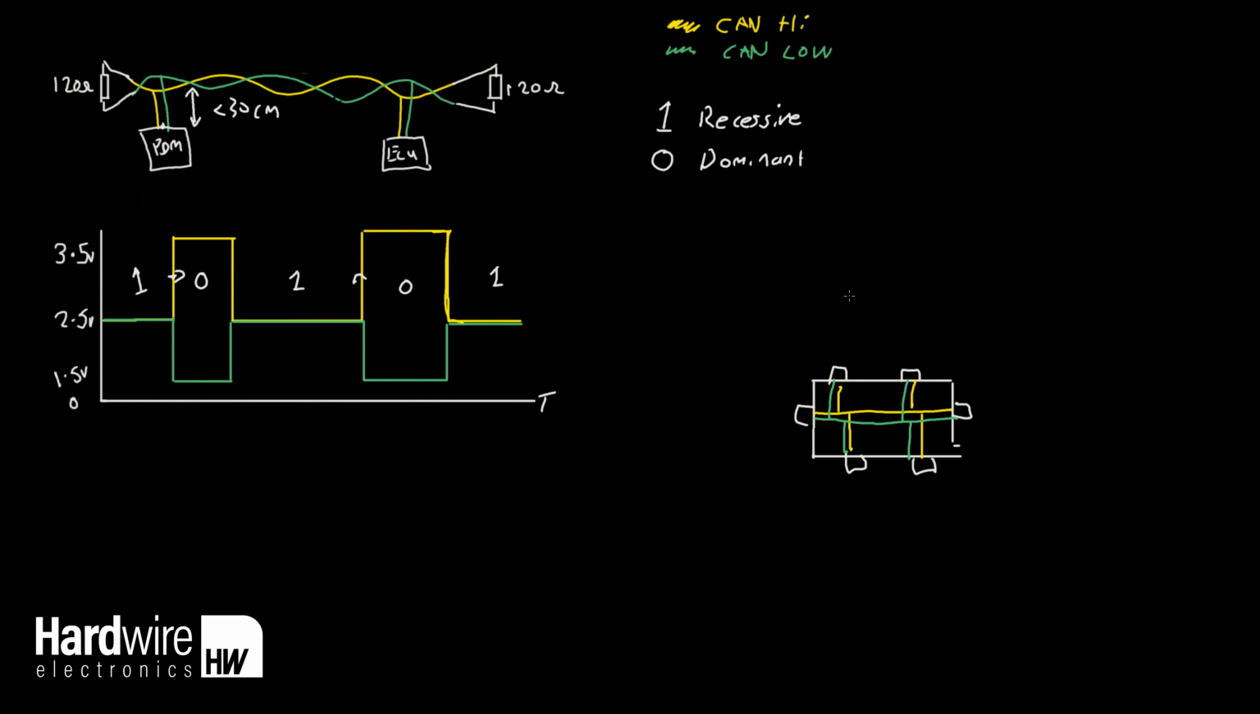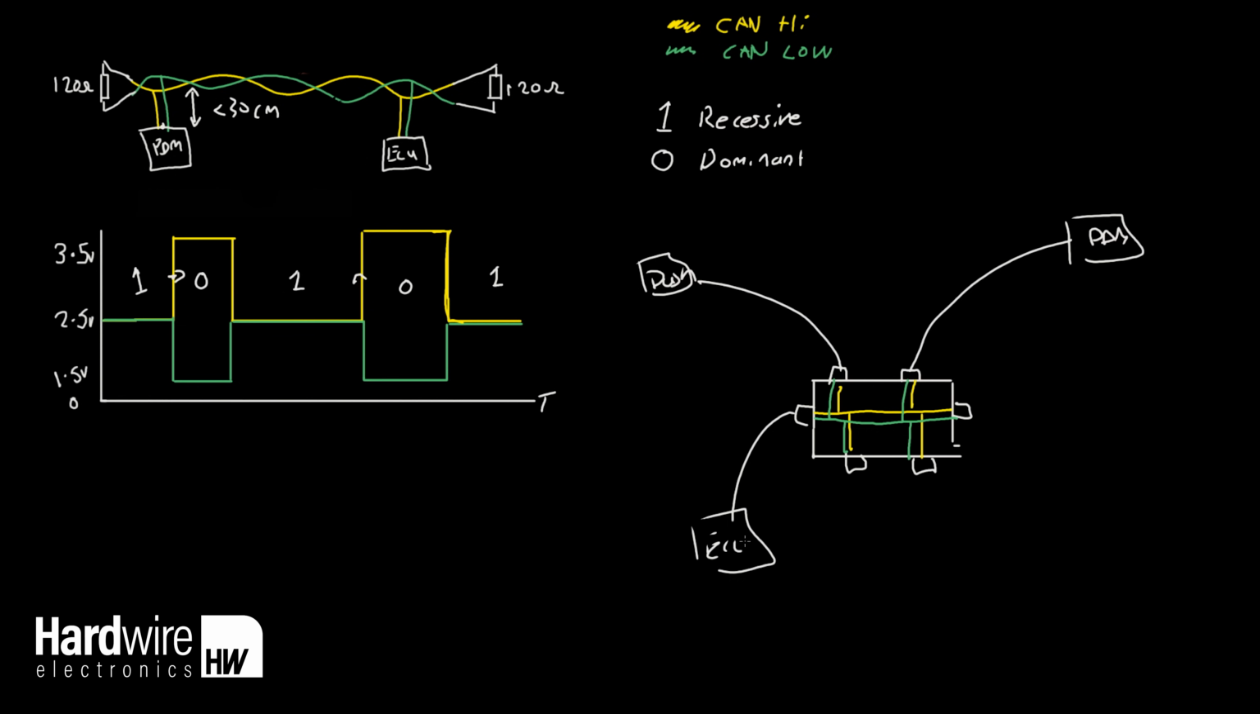And people are then tempted, because it's quite convenient to have this in a central position, and then have a big stub coming off here to your PDM, another stub coming off here to your dash, another one coming off here maybe to your ECU, and maybe one here going to some other device, and then one here going to another device. Instead of a CAN bus, you've got now a star connected system.